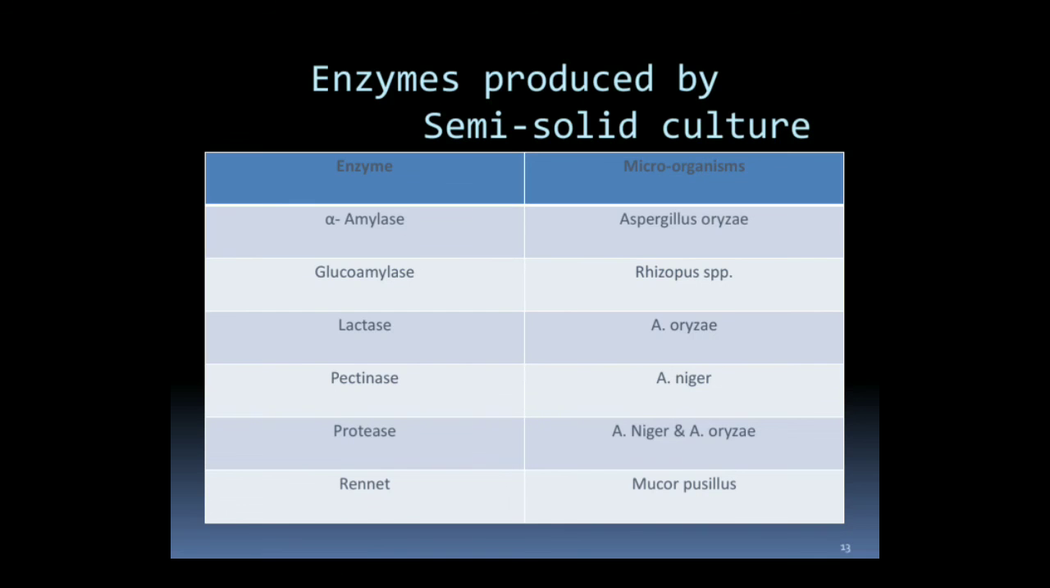Here I have given tabular data of the different types of enzymes, or examples, which can be produced by semi-solid culture, such as alpha amylase, where the microbial strain used is Aspergillus oryzae; glucoamylase, Rhizopus species; lactase, Aspergillus oryzae; pectinase, Aspergillus niger; protease, Aspergillus niger and Aspergillus oryzae; rennet, Mucor bacillus. Okay.